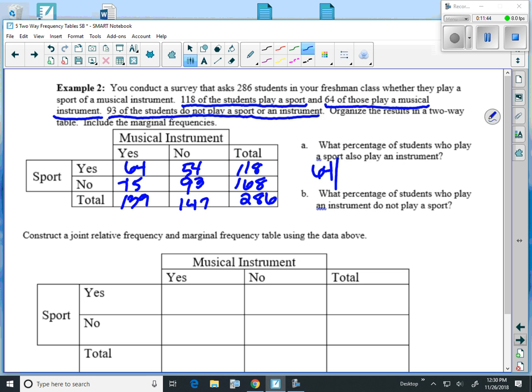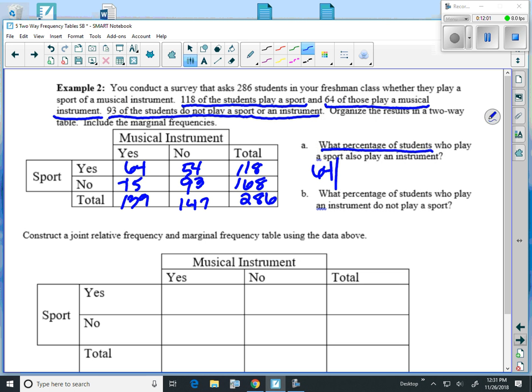No, it's 286. Okay, so let's talk about why. Why is it not the 118, but it's the 286? Well, it says right here, what percentage of students? Yeah, it's like overall.